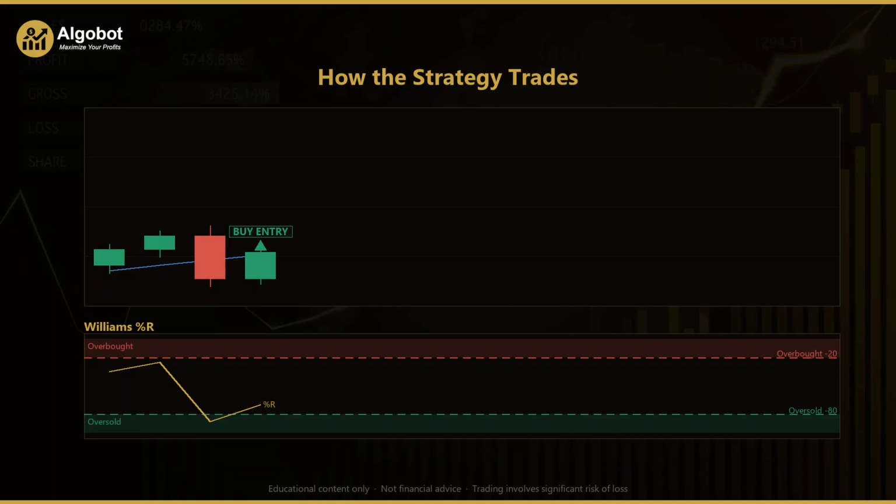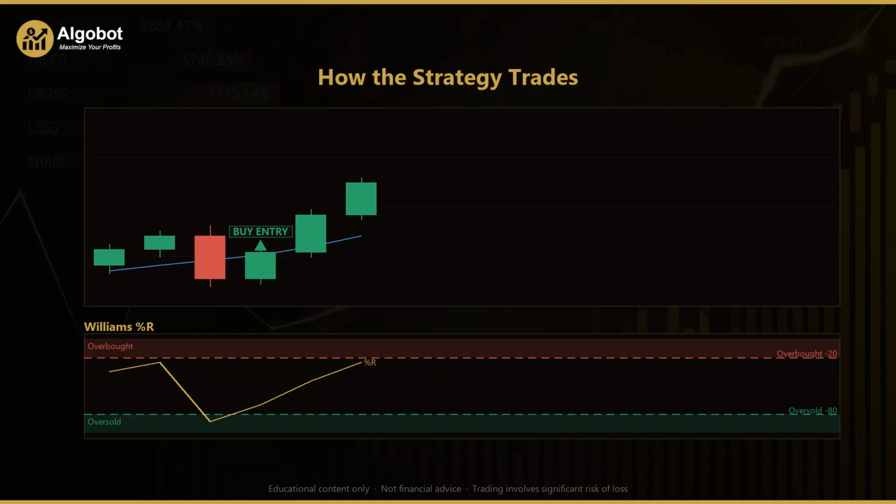Watch the third candle. Price pulls back sharply, closing lower, and in the panel below the oscillator dives down beneath the oversold line. On its own, that dip is not a signal. The strategy is deliberately patient. It wants proof that the pullback is ending, not just that it happened. That proof arrives on the very next candle.